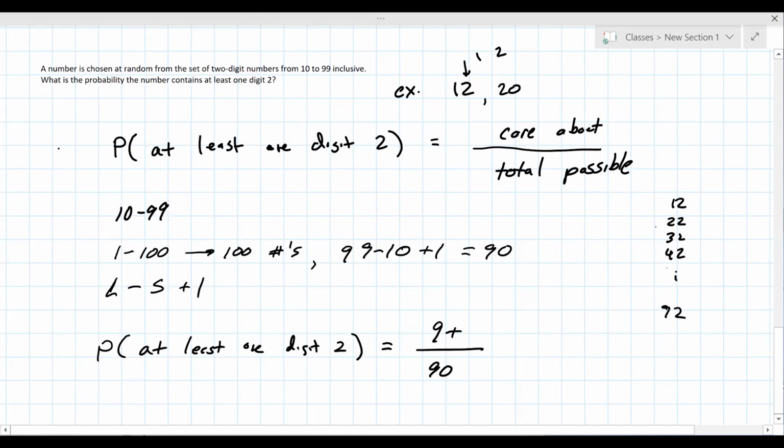Plus, we got a bunch of numbers from 20 to 29. Now we know that there's 10 here, but we already counted one. So there's another 9 in there. So we've got 18 out of 90, and we reduce that to 1/5.